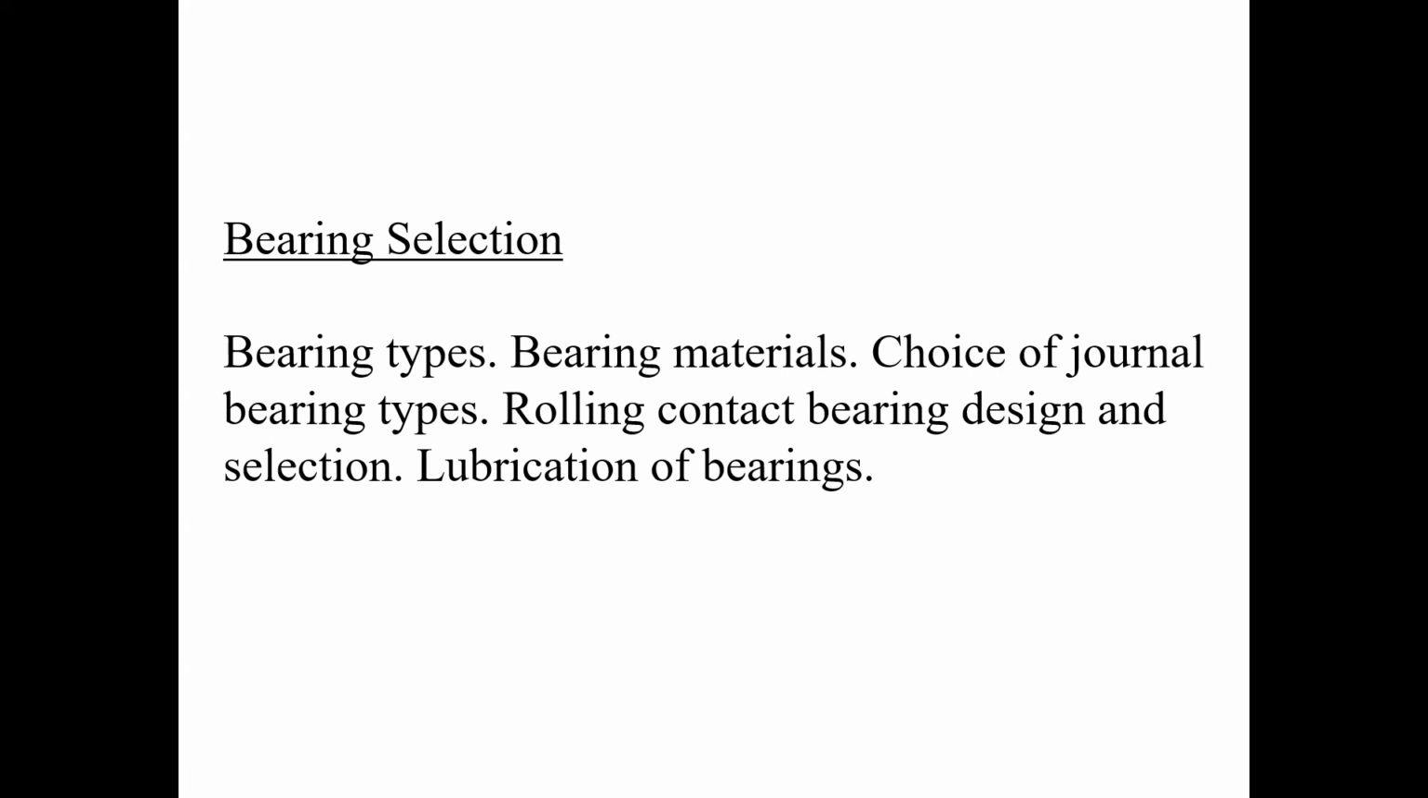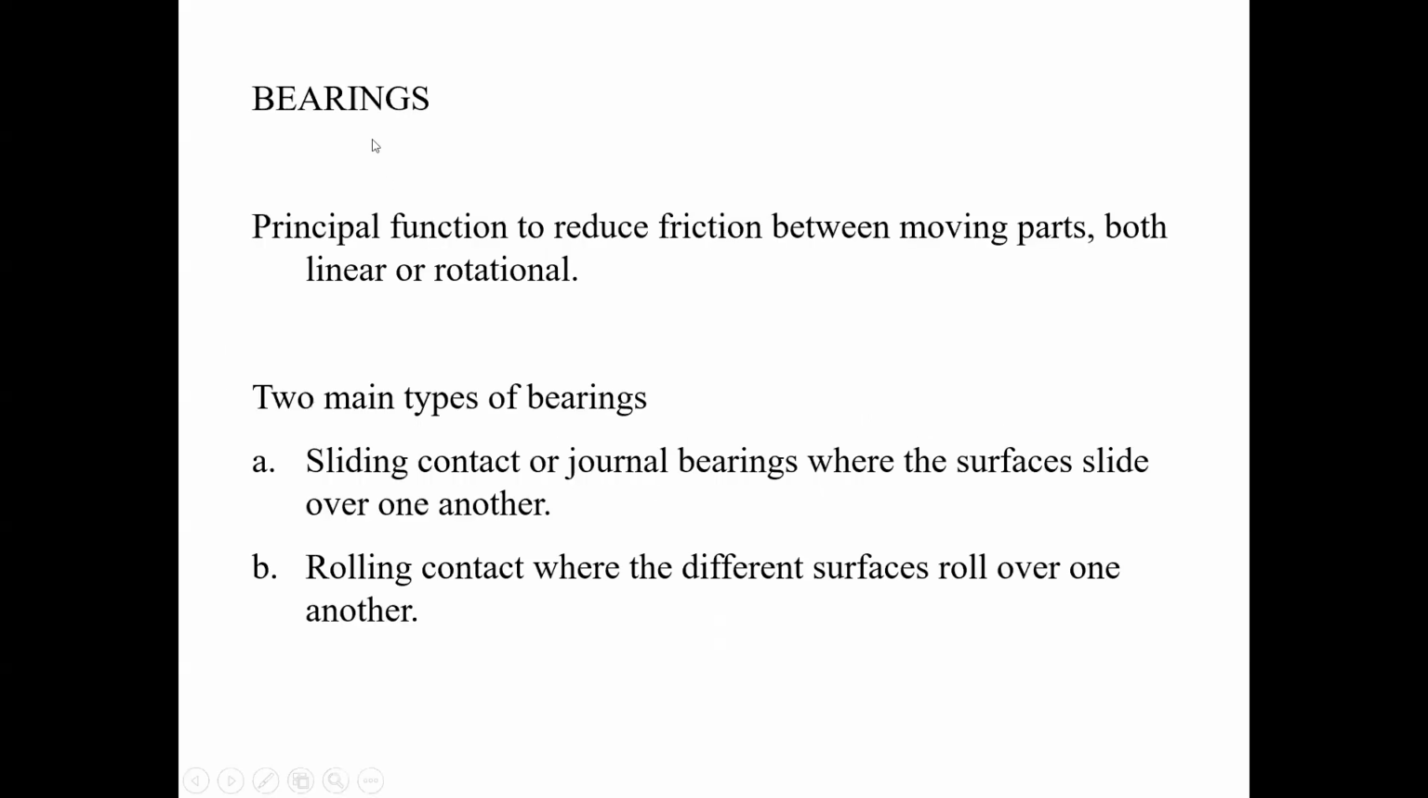Now we go to more details on the bearing selection. This bearing selection includes bearing types, bearing materials, and how to choose the right bearing. Let's go through. Bearings, as you know, have a principal function, and the purpose is to reduce friction between the moving parts, either in linear or rotational motion.